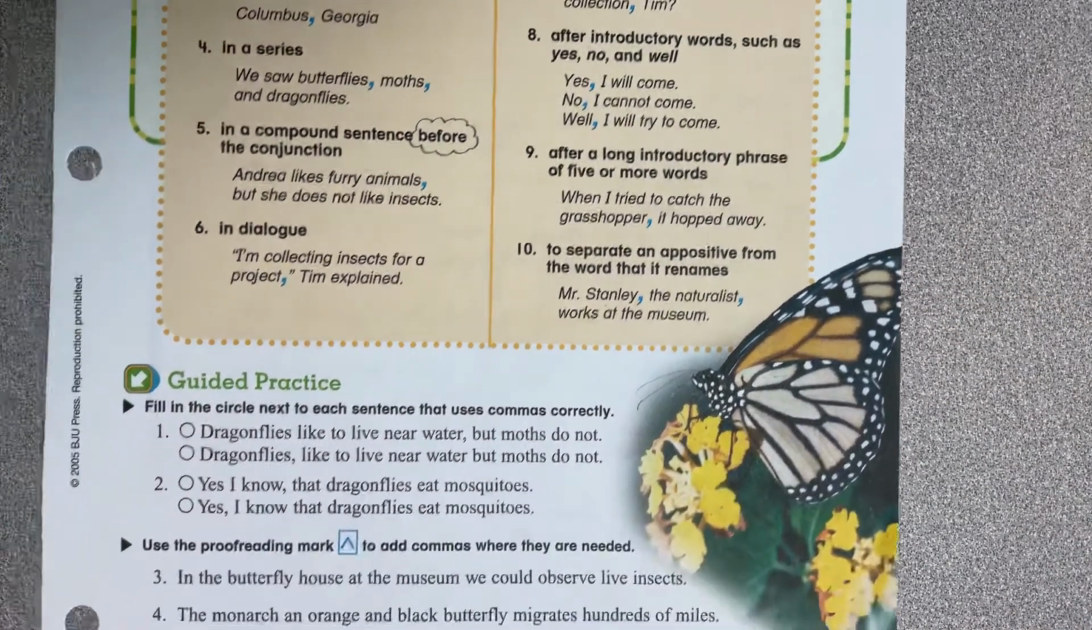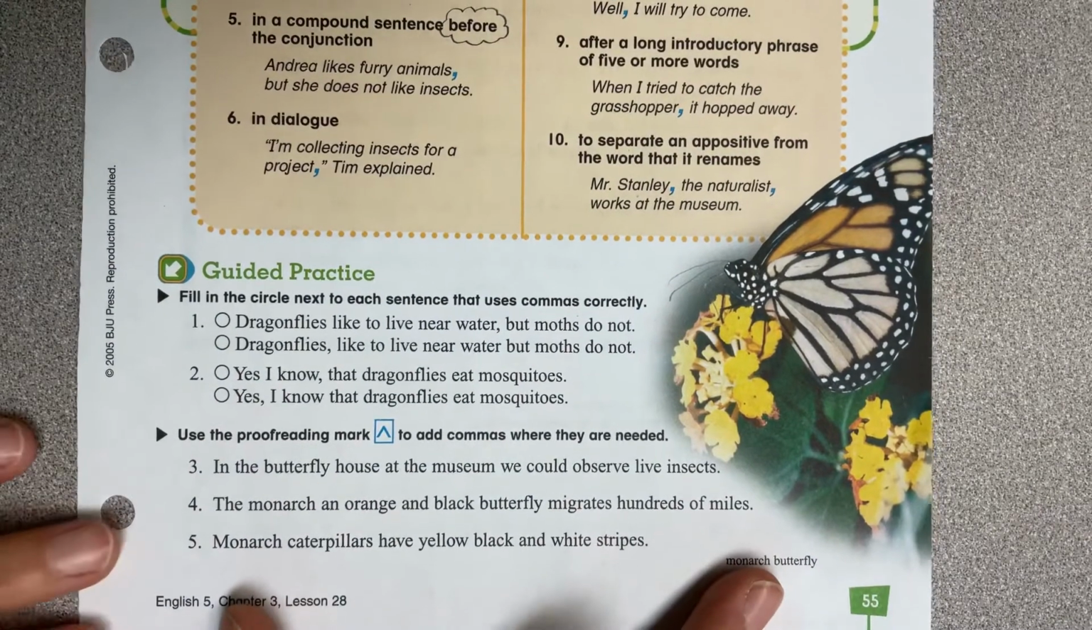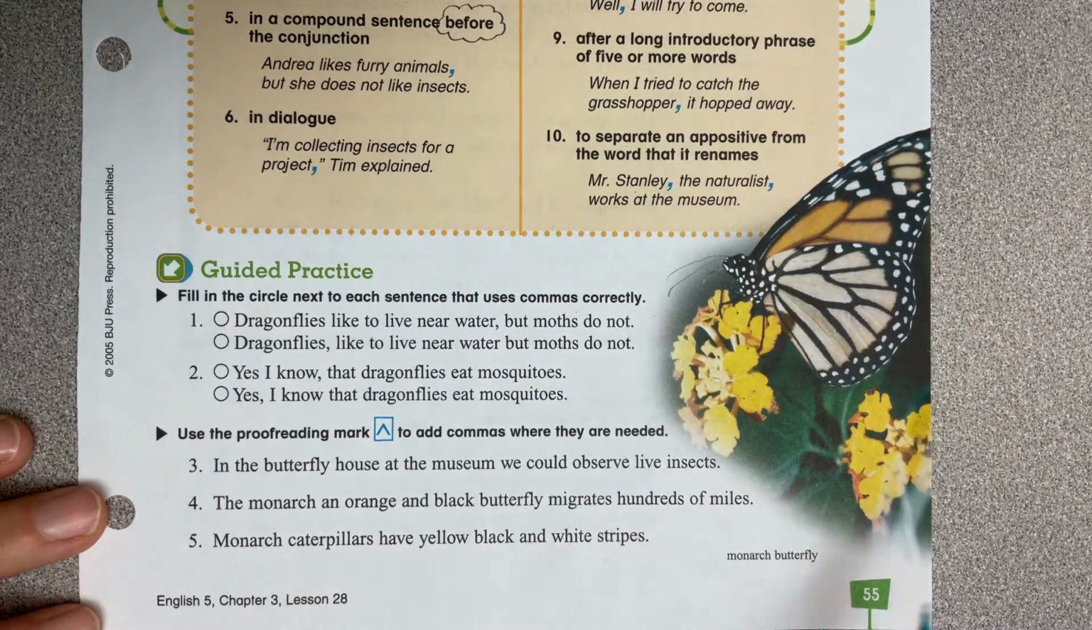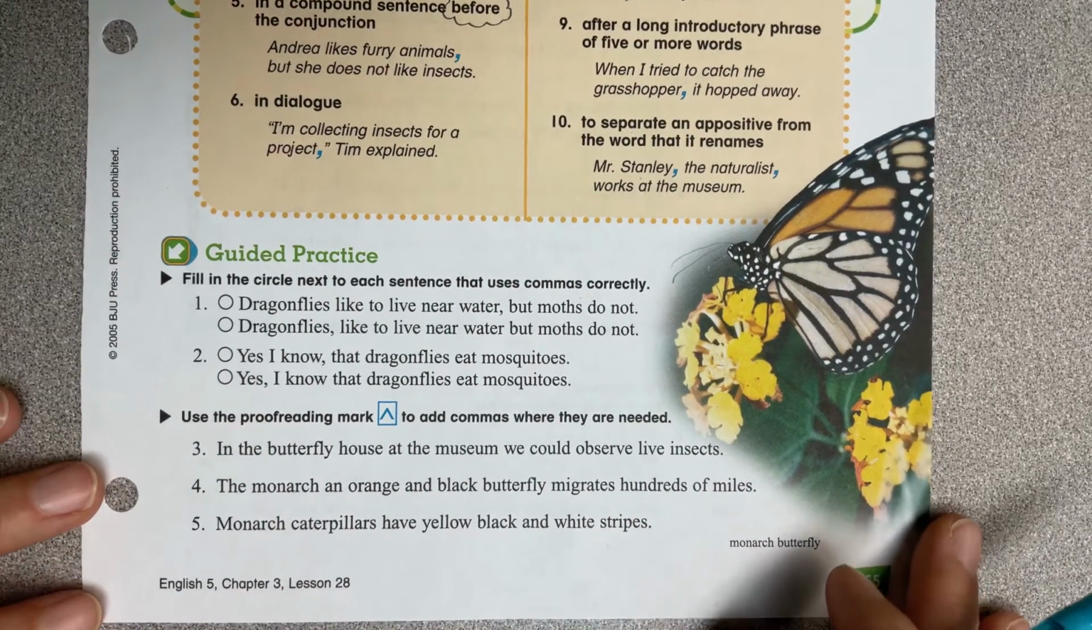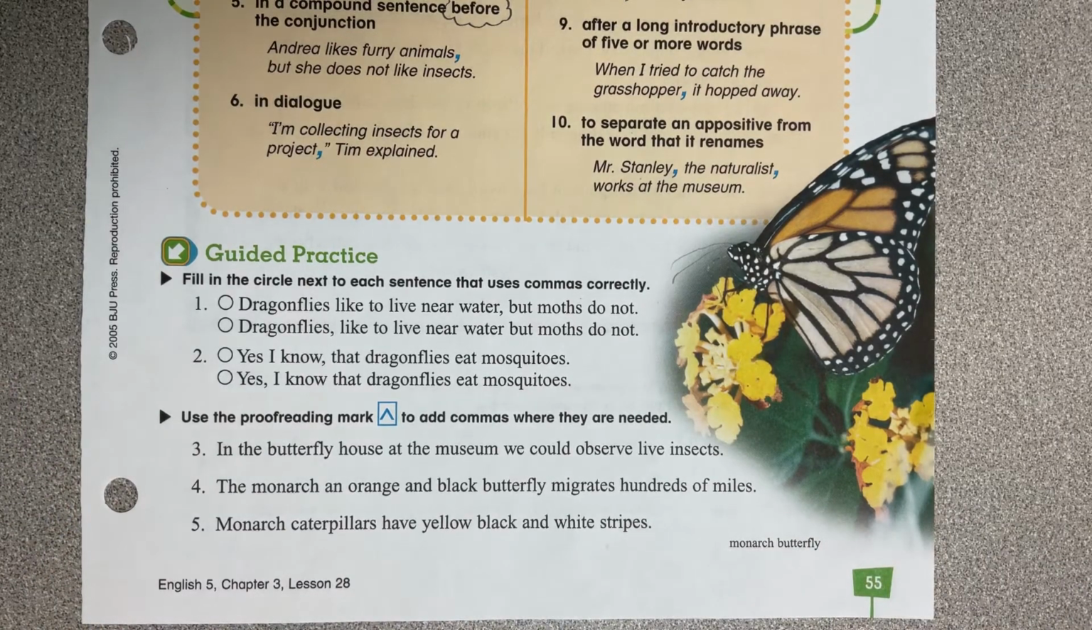Well, let's look down here. A lot of these rules are a lot easier to figure out when we do them, and we do them frequently. So on the guided practice on your bottom, it says fill in the circle next to each sentence that uses commas correctly. So both sentences say the same thing. What I would encourage you to do is read the sentence and see where your voice naturally pauses.